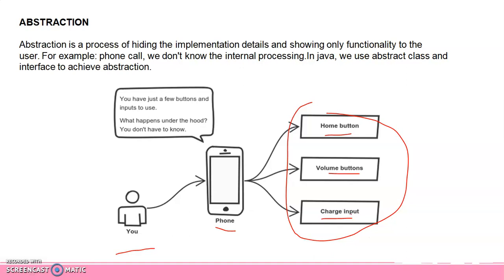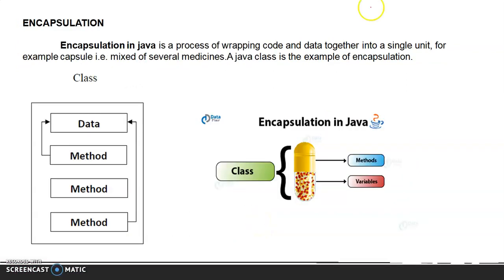We don't know how the home button works. We don't know how the volume button works. We don't know how the charge input works. So these are the implementation details that are hidden. Abstraction is the process of hiding the implementation details and showing only the functionality to the user. The home button, volume button and charge input are the functionality. But in the back end, we don't know how they are working. So that is the meaning of abstraction. Next, finally, encapsulation. Before that, capsule.